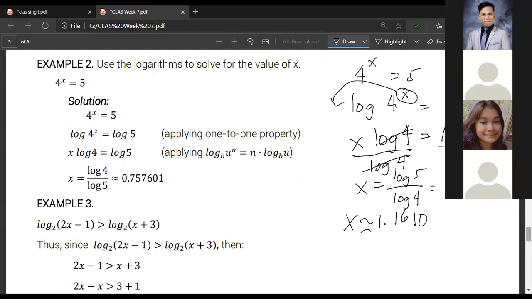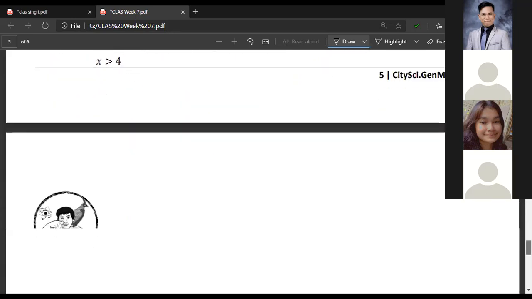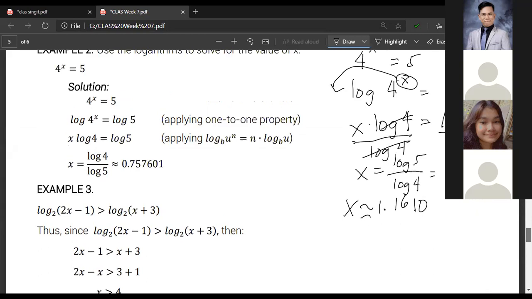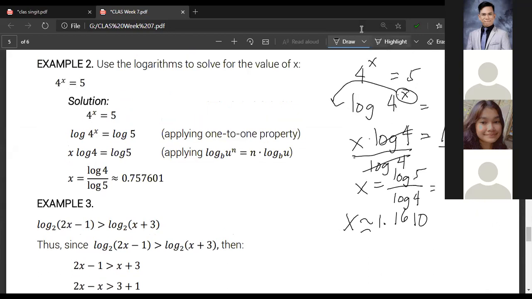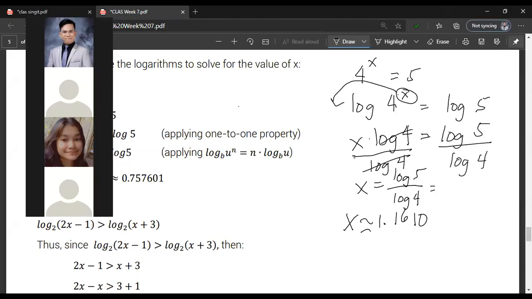O sige. Ito lang naman, di ba so far, madadali naman yung example sa taas. Sige, gawa tayo ng same example dito. Magkakaroon tayo ng equation, tapos lalagyan natin ng logarithm both sides. So we have ganito.